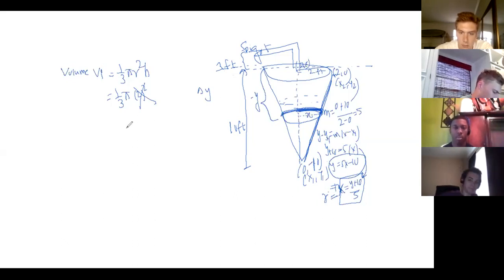So let me write it here: (y plus 10) divided by 5, squared. Right, guys? So now my F is equal to mass times volume.